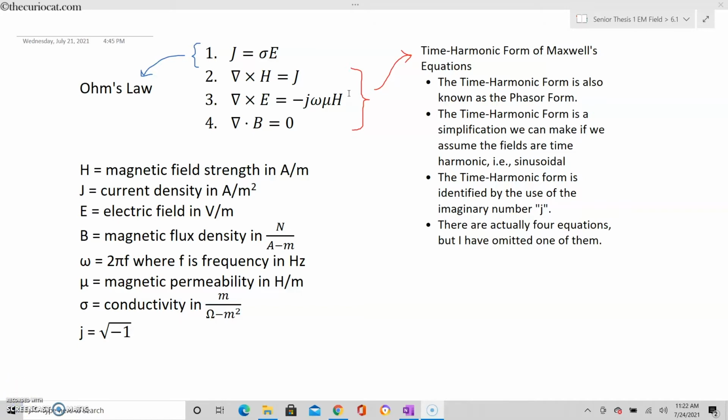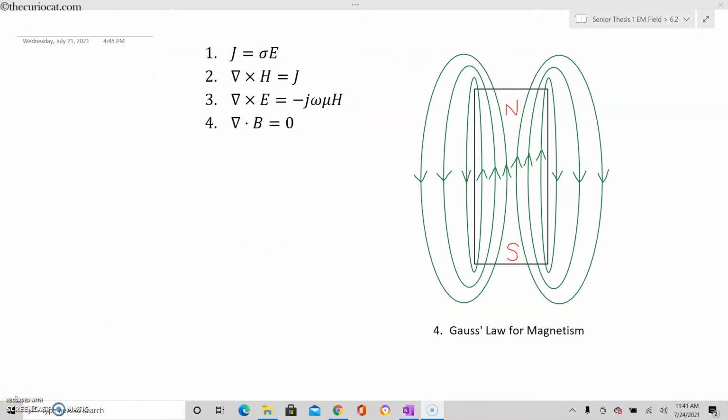In the last video, I only very briefly described what the magnetic field strength H and the magnetic flux density B are. So in this video, I would like to start by clarifying what the H field and the B field are. Here is a diagram of a magnet from the previous video.